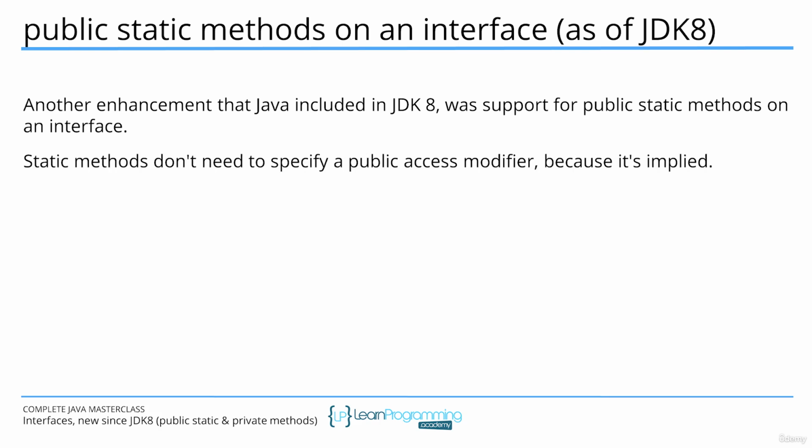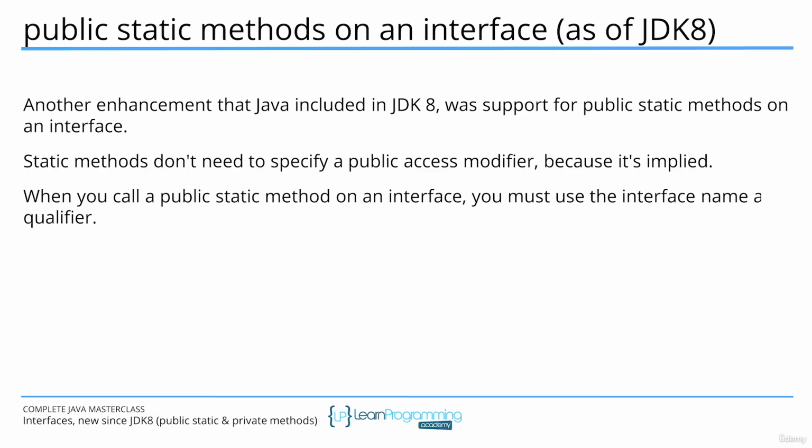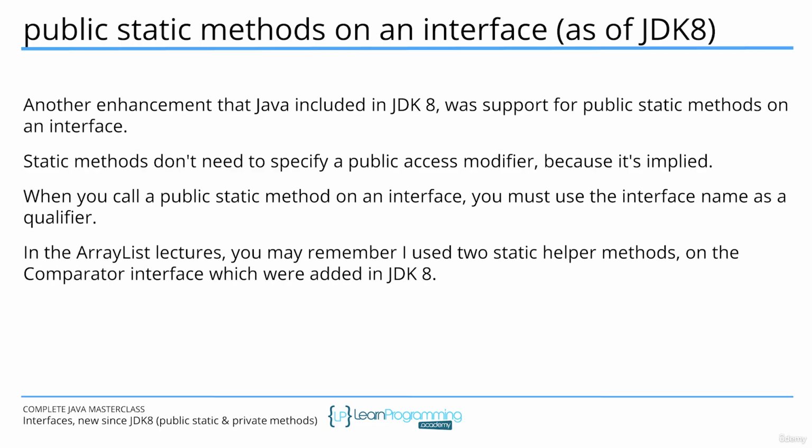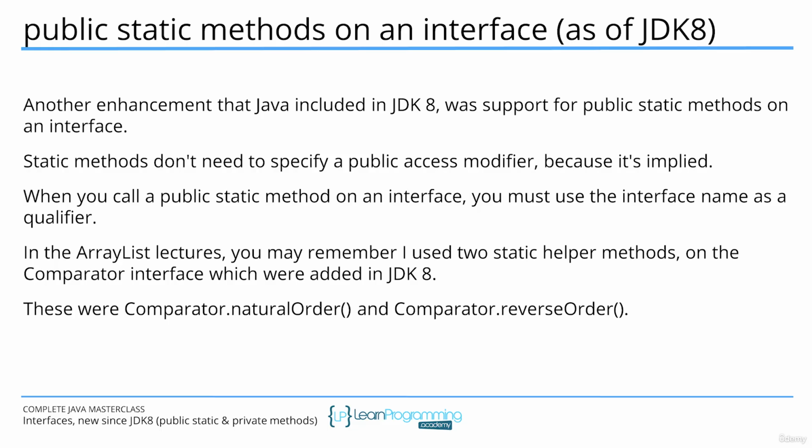Static methods don't need to specify a public access modifier because it's implied. When you call a public static method on an interface, you must use the interface name as a qualifier. In the ArrayList lectures, you may remember I used two static helper methods on the Comparator interface which were added in JDK 8. These were Comparator.naturalOrder and Comparator.reverseOrder. Let's see what this really means when we create a static method on our own interface.